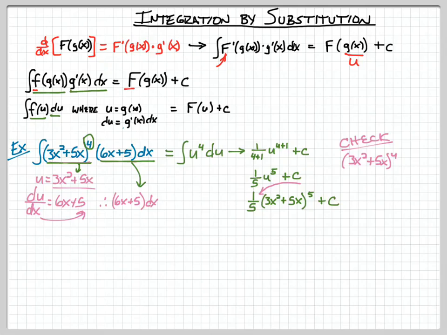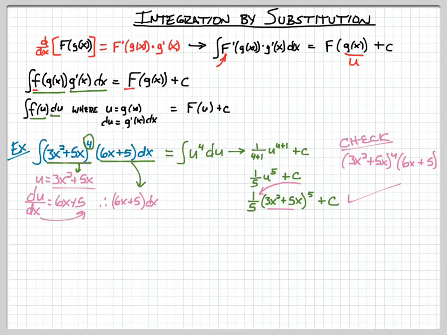And then, using the chain rule, remember, we take the derivative of this. So we take our 5 out, and then we take the derivative of the outside times the derivative of the inside, which is going to be our 3x squared plus 5. That gives us 6x plus 5. And we can see that that does match our original function, so this checks out.